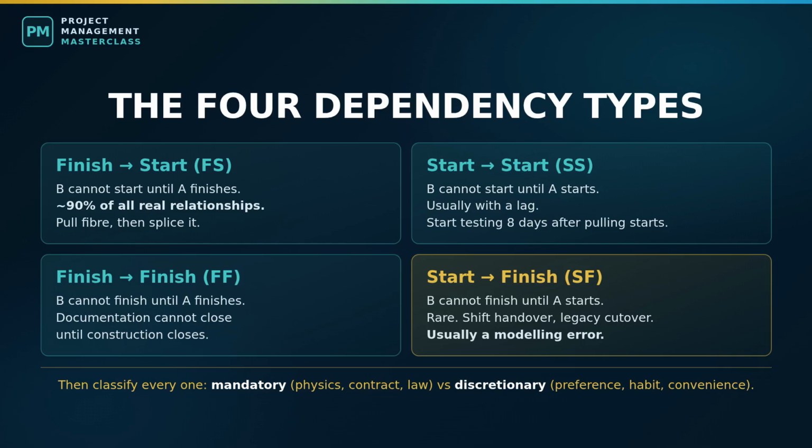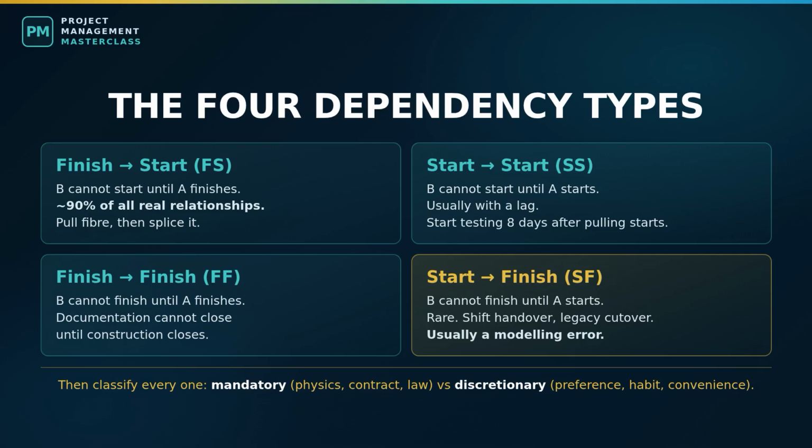Now a second classification which matters more for how you manage than how you draw. Every dependency also belongs to one of 4 categories. Mandatory dependencies are hard logic: physics, chemistry, contract, regulation. You cannot splice fiber that has not been pulled. You cannot enter a pressure vessel that has not been isolated and certified gas-free. Not negotiable. Discretionary dependencies are preferences.